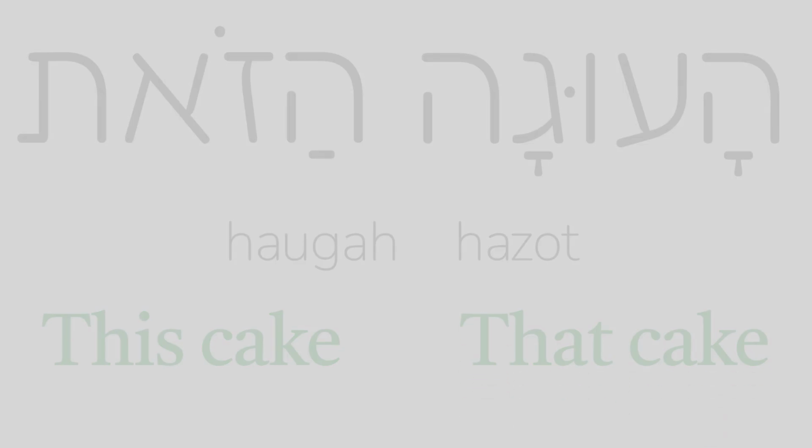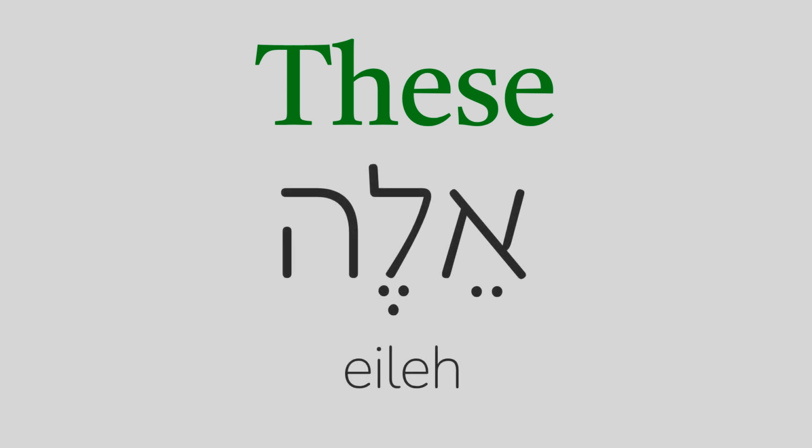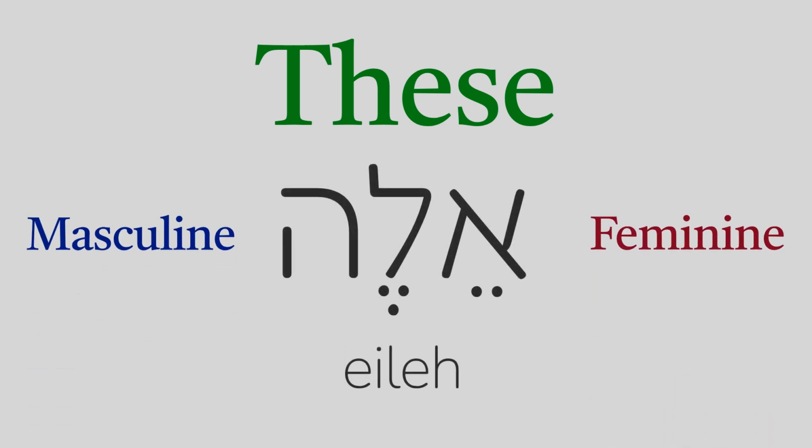And now for the plural forms of this and that: these and those. Once again, in modern Hebrew, we usually just use one word that means these and those. Well, in biblical Hebrew, that word usually just means these and not those. This word is ele. Ele is used for both feminine and masculine plural nouns, unlike the singular where we have masculine ze and feminine zot.